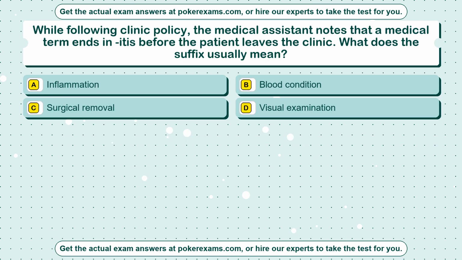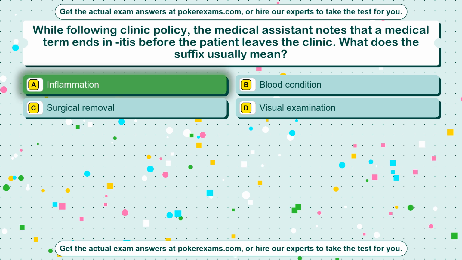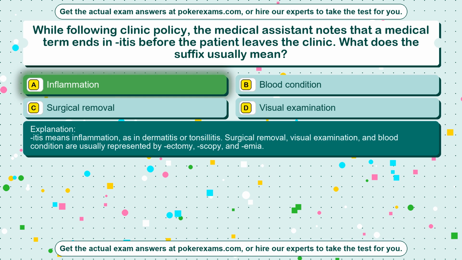Question 56. While following clinic policy, the medical assistant notes that a medical term ends in itis before the patient leaves the clinic. What does the suffix usually mean? Option A, inflammation. Option B, blood condition. Option C, surgical removal. Option D, visual examination. The correct answer is option A, inflammation. Itis means inflammation, as in dermatitis or tonsillitis. Surgical removal, visual examination, and blood condition are usually represented by ectomy, scopy, and emia.